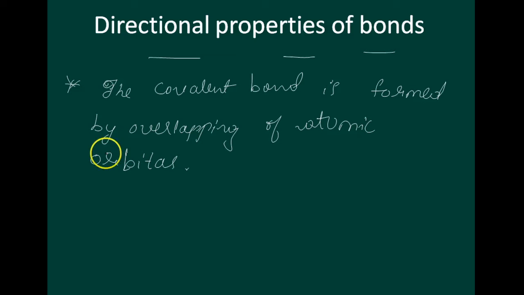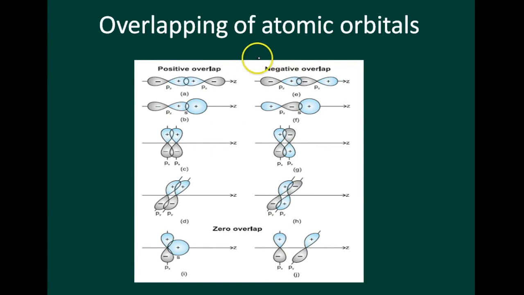In terms of overlap and the hybridization of atomic orbitals, it will explain. And the next thing is the overlapping of the atomic orbitals. When orbitals of the two atoms come close to form a bond, their overlap may be positive, negative or zero.